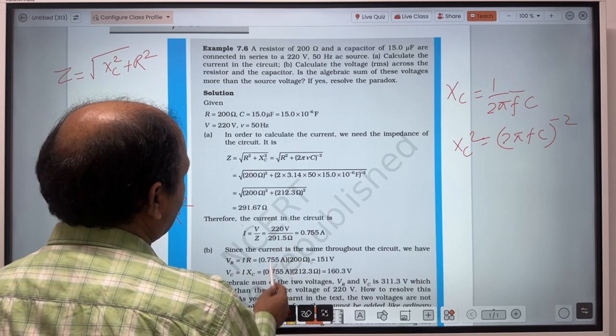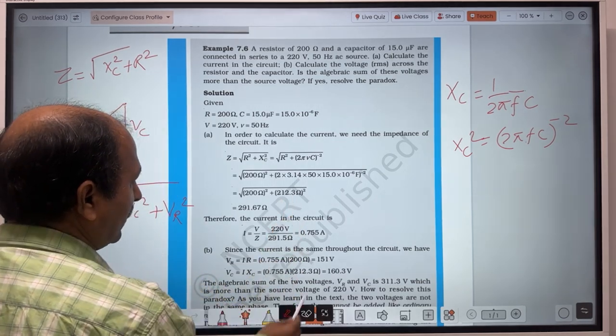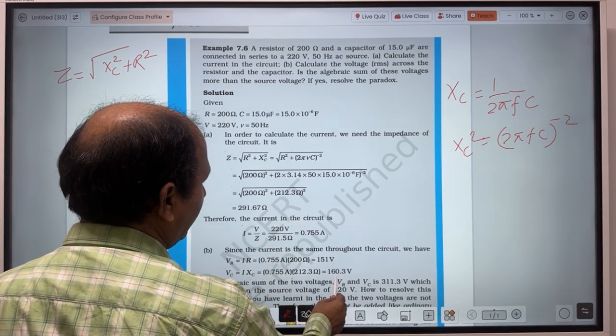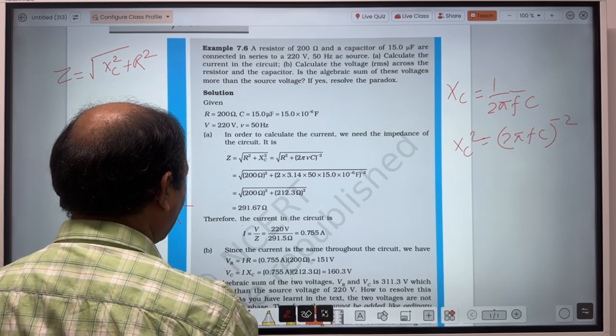XC we have evaluated, right? So this 212.3 ohm, we put these values here, and then it becomes 160.3 volt.